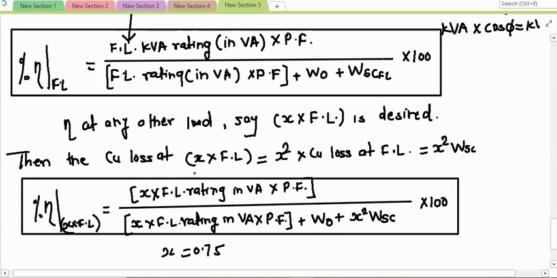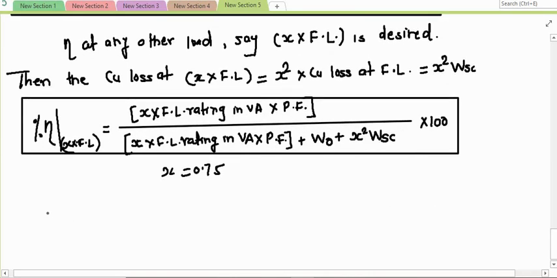So x into full load rating of your transformer in volt ampere into power factor. So this will be your kW. kVA into power factor will be kW into x, means kW at that fraction. So this will give you the output at that particular fraction. Then in the denominator, output at that fraction plus iron loss plus copper loss at that fraction, which is x square into WSC, right? So in this way we can find out the efficiency of the transformer.